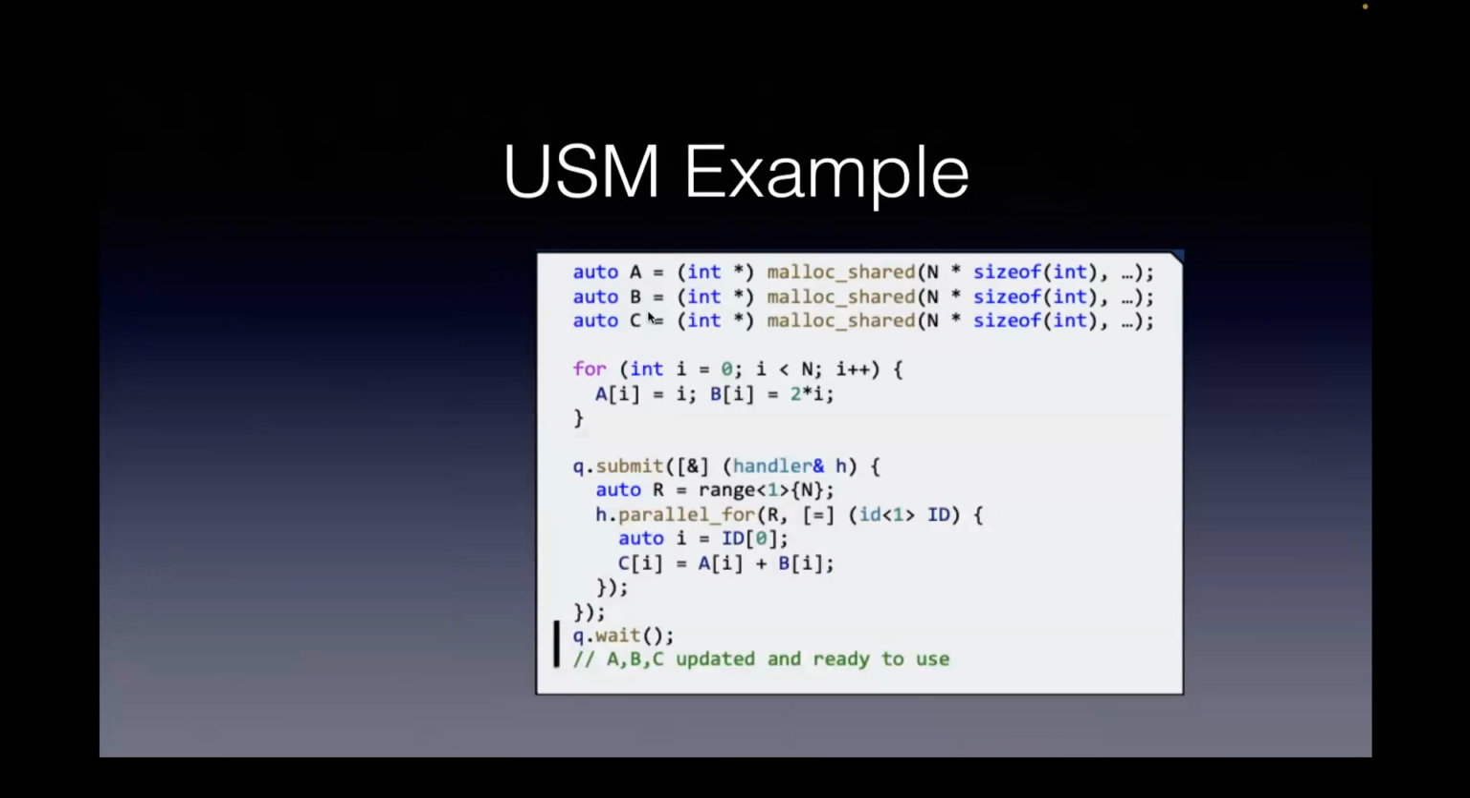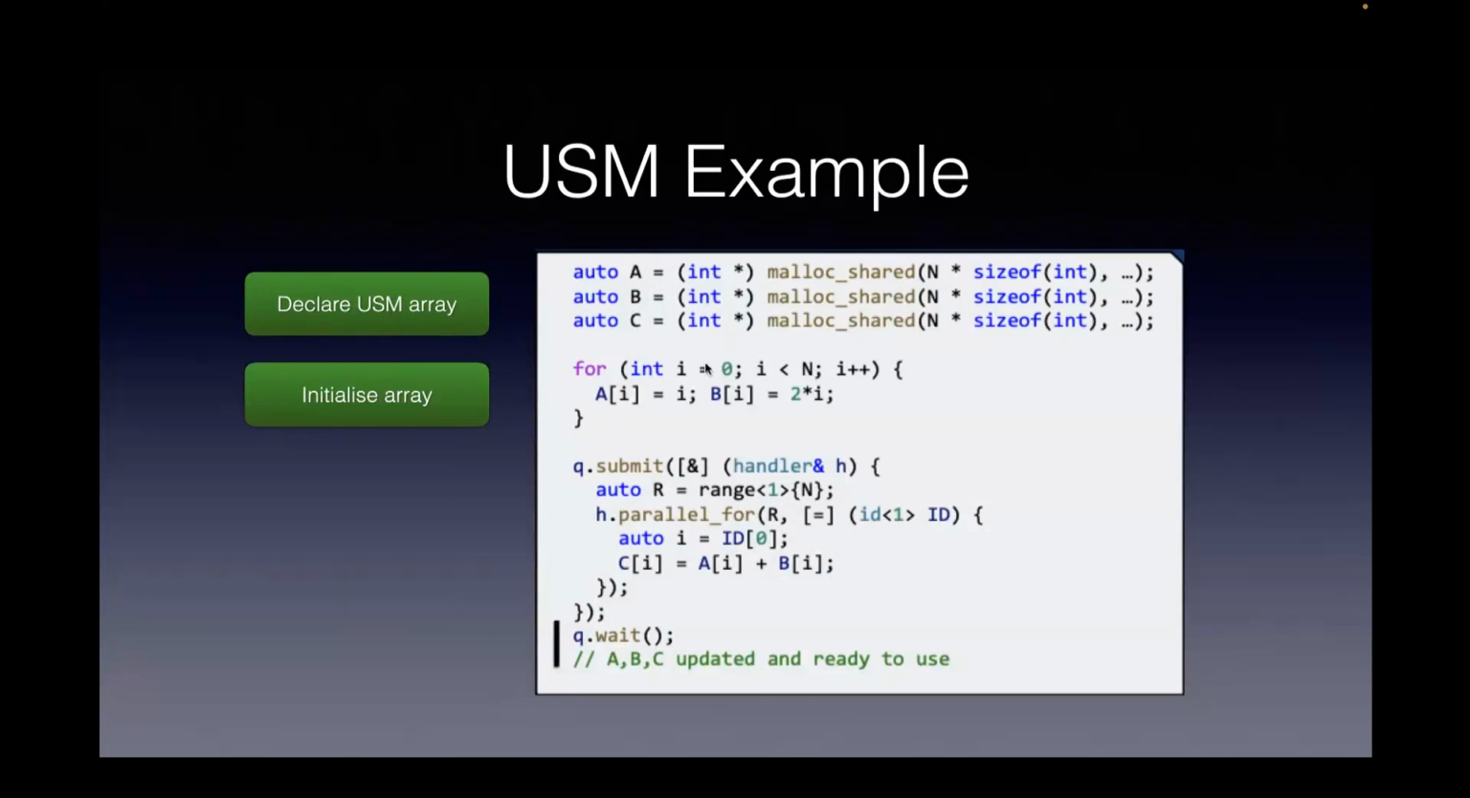This is a full USM example where you actually create 3 different arrays called A, B, and C with malloc_shared. So this is where you declare the USM arrays. Here in my example, green means you're allocating it initially on the host. Right? So these are going to be initially allocated on the host. You initialize the arrays. Remember, this is host code because you're running outside the q.submit. It's not a parallel_for. So in the host code, because it's allocated with malloc_shared, you can actually do simple pointer-based access: A[i] = i, B[i] = 2*i.